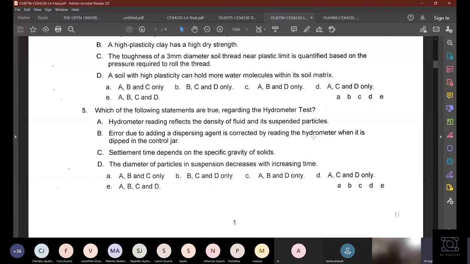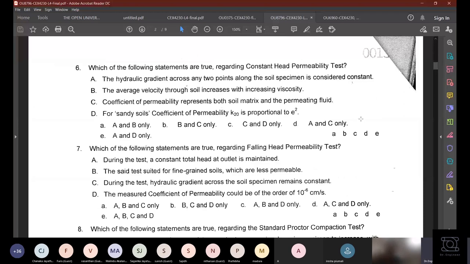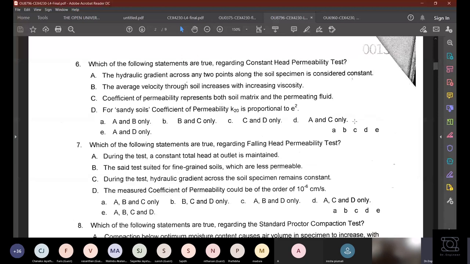Question number 6. The hydraulic gradient across any two points along the soil specimen is considered constant, right? So we do consider it as constant, right? The average velocity through the soil increases with increasing viscosity. If viscosity increases, the velocity decreases. So statement B is wrong.